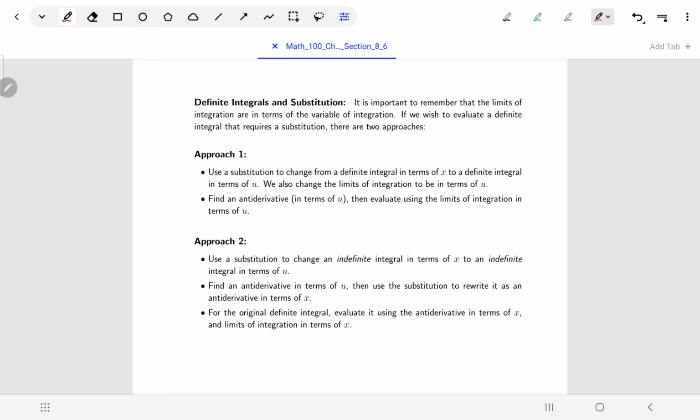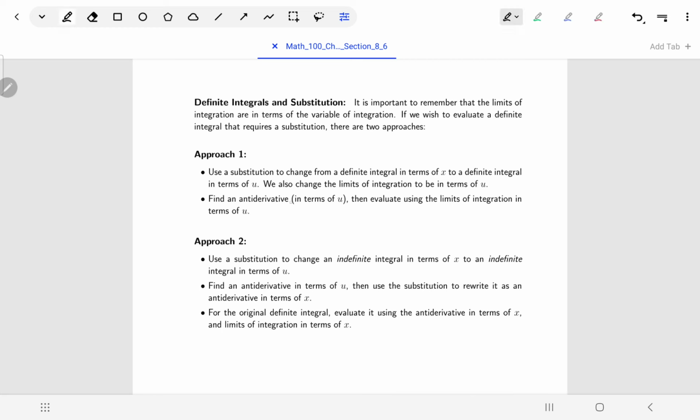When we're thinking about looking at a definite integral, remember that we have our variable that we're integrating with, and then we have the values for that variable. That means that if we're switching to a different variable, we have to think about what's going to happen for those limits of integration. So one approach is to do the following. We have our definite integral in terms of x, and then we change it into a definite integral in terms of u. And then that means that we're also adjusting our limits of integration so that they're also in terms of u as well. So we start off with a definite integral with x's and x values, and we turn it into a definite integral with u's and u values.